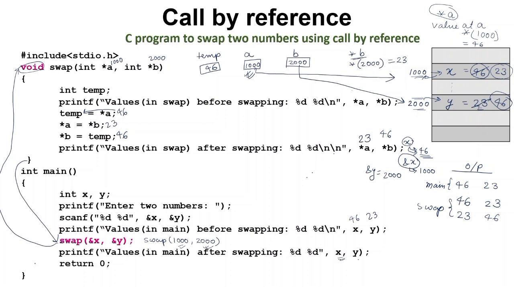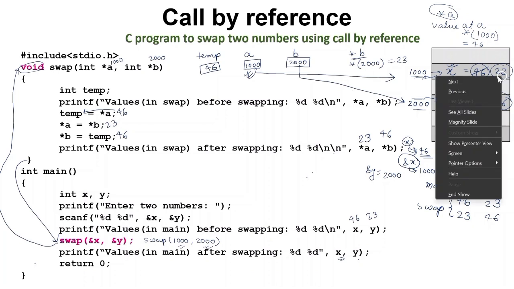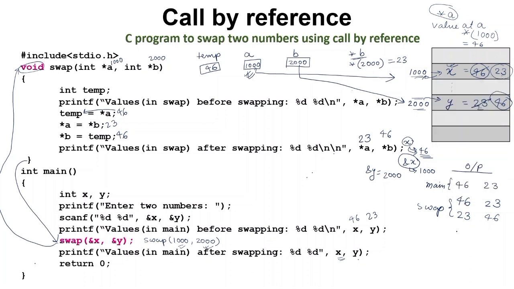What is x here? X is this location, isn't it? 1000 location. What is in the 1000? Is the value changed? Yes. Earlier it was 46. Now it is 23 in your memory. So 23 is displayed on the screen. Same with y. What is the value of y in main function? 2000. In the main function in the memory address 2000, you have 46. So is the values changed in the main function? Yes, the values are swapped.